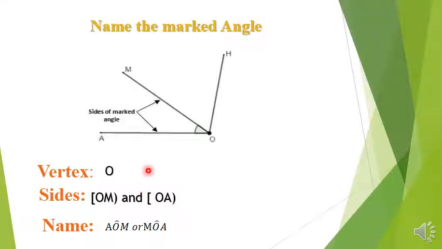So let's make an example. Name the marked angle. This one, the blue one. How to name it? First of all, name the vertex. Its vertex is O. Name the sides. The sides start with O, the vertex, so they are OM and OA. It's closed at O, we put brackets, and at M and A we put parentheses. Now let's name the angle. This angle, its name is MOA.